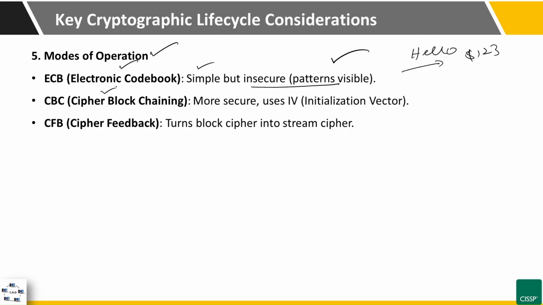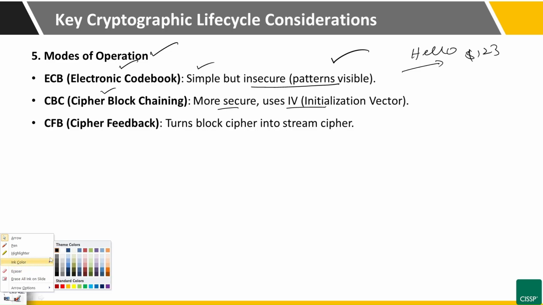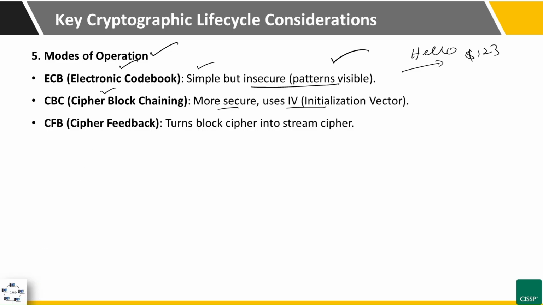CBC, that is Cipher Block Chaining. It is more secure because it uses an initialization vector, and due to this initialization vector, the same text does not always result in the same encrypted data. Next is Cipher Feedback, CFB. It turns a block cipher into a stream cipher.